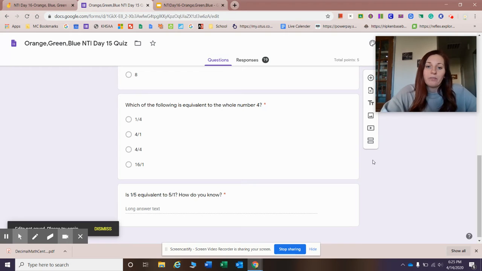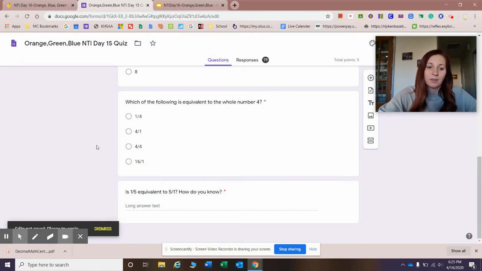Which of the following is equivalent to the whole number of 4? Okay, you should have clicked B, 4 over 1, because anytime there's a whole number, in order for it to be equivalent as a fraction, you put that number over 1, because 4 divided by 1 gets you 4. Think about that fraction bar as division. It's the same thing. And then on the last question, I had mixed answers on this.